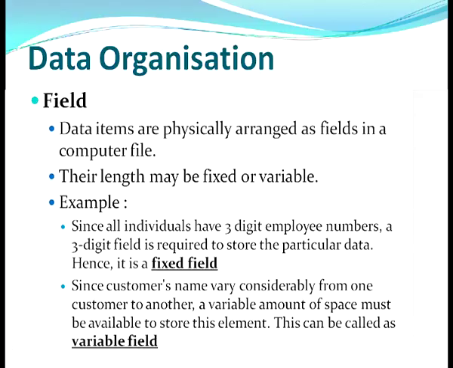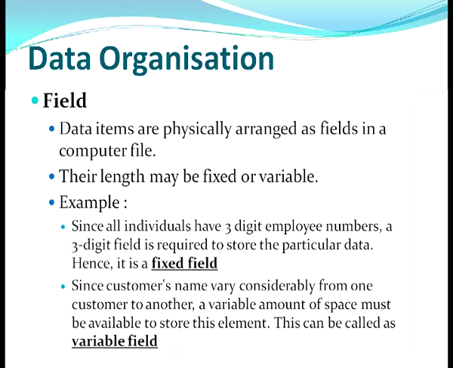On the other hand, say, for example, name of the customer, name of the employee. No two employees may have the same number of characters in their name. They may be different. So, you will see that names of the employees have a different number of characters in each of the values. So, such a type of field is a variable field. So, you can have two types of fields in data organization, fixed and variable. You have to decide as per the data that you are storing whether you want to make the field fixed or variable.